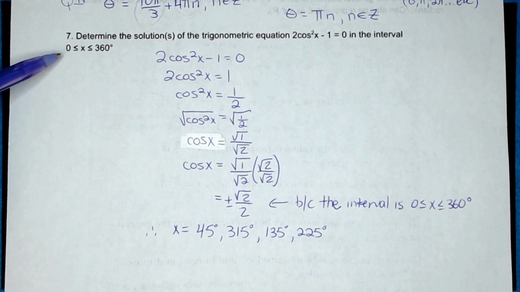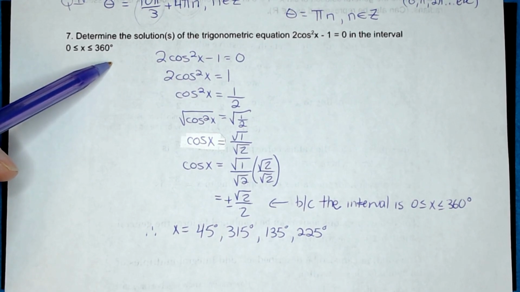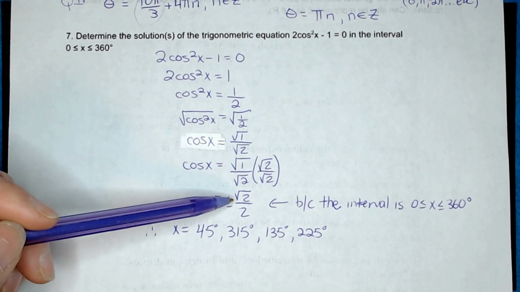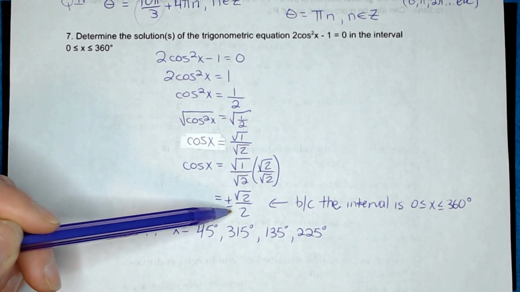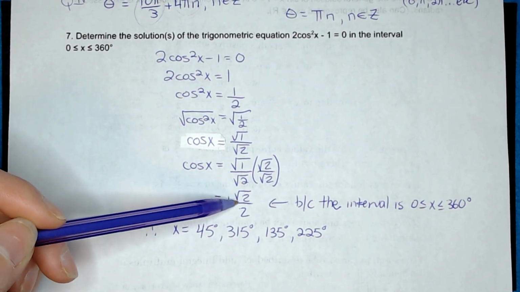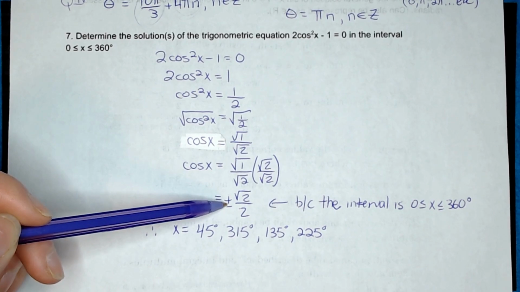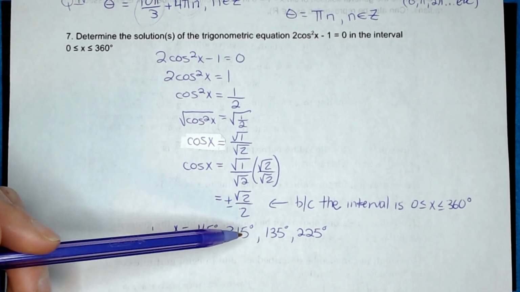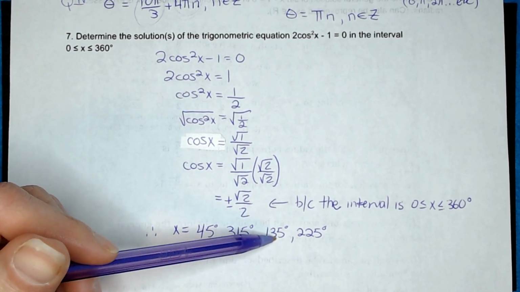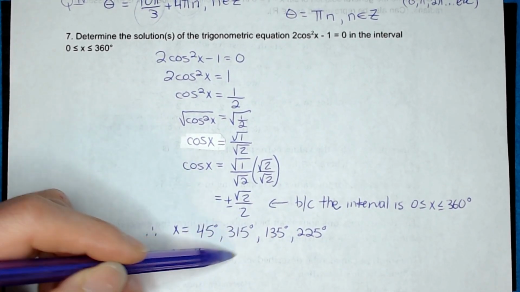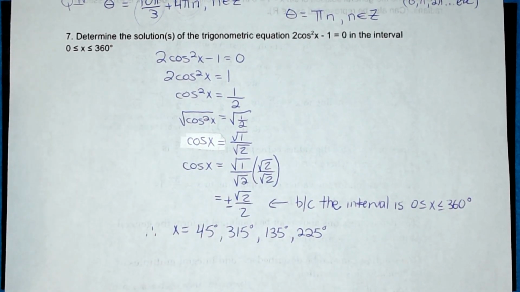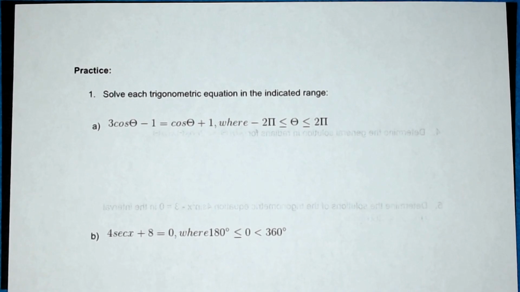Now, in your answer, the question asks you for the interval 0 to 360 degrees. That tells us that cosine can be either positive or negative. So you need to consider all the situations where cosine is equal to root 2 over 2, whether the value is positive or negative. So in this question, we actually have 4 answers, and we'll have an answer at x equals 45 degrees, 315, 135, and 225. So of course this represents the positive values of root 2 over 2, and this represents the negative values of root 2 over 2.